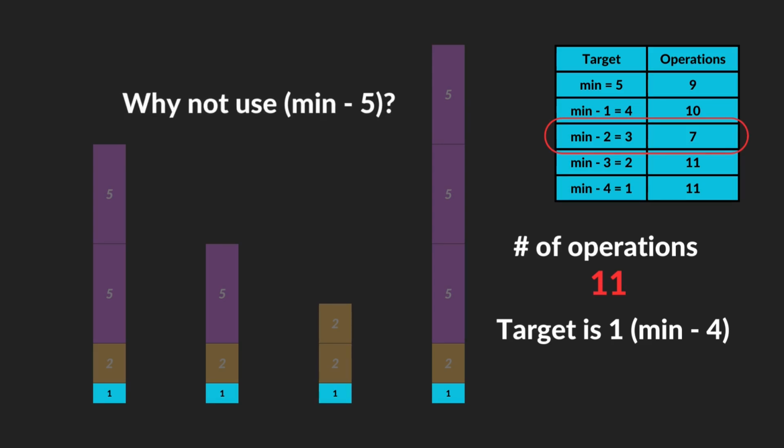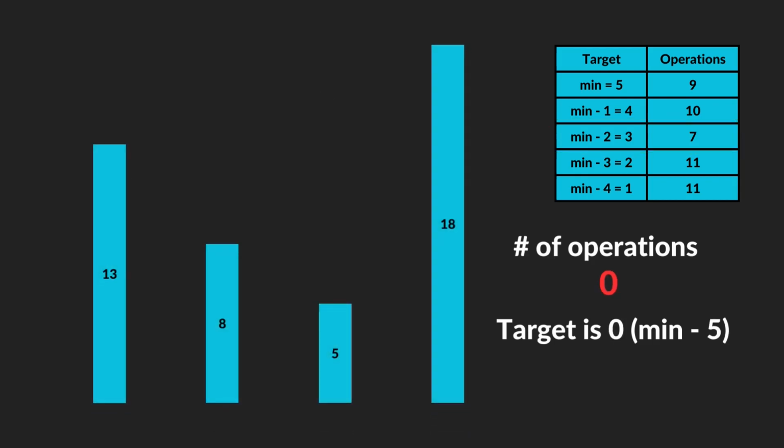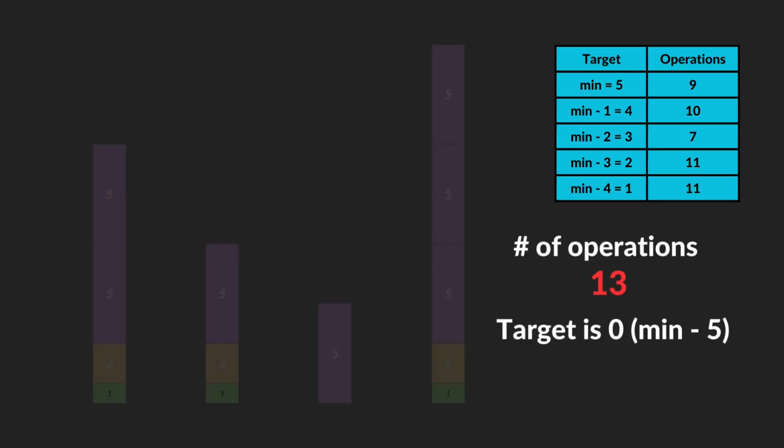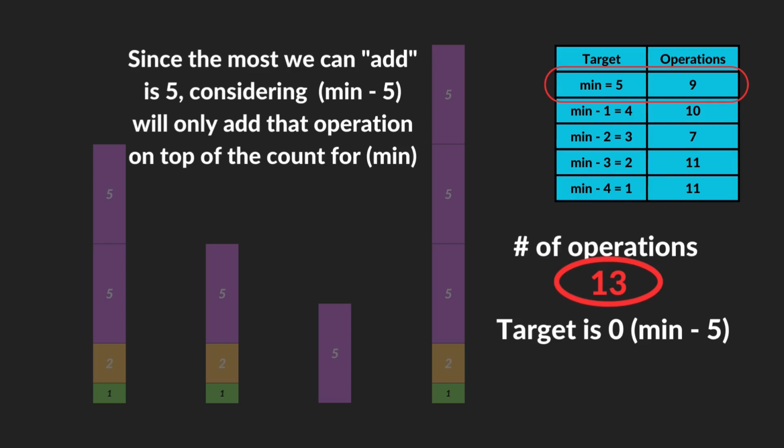Now, you'll notice that I didn't put much more on this table. Why not use the minimum minus 5? Let's check that out. If we tried the next level, which is to take our minimum and subtract 5 from it, we see that we get 13 operations. Since the most that we can add, or in this case subtract, is 5, remember we can do 1, 2, and 5, when we take the minimum value and subtract 5 from it, that's essentially like adding another operation on top of our count.